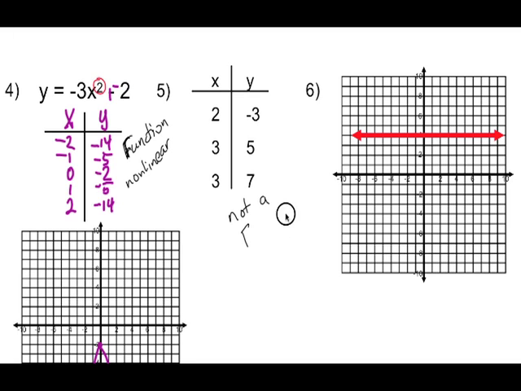Okay, number 6. Well, this is a horizontal line. We know if we do the vertical line test that it won't intersect this graph at more than one point at a time. So we know this is a function. And of course, it makes a straight line, so it's linear.